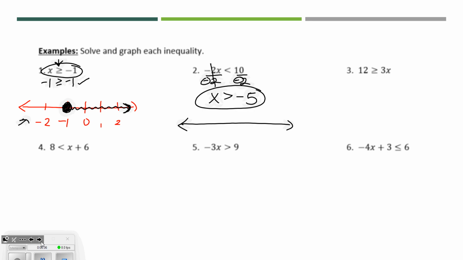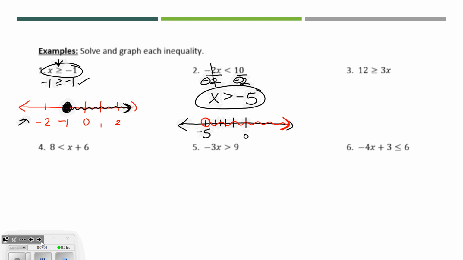Now let's graph this. So again, I can start at 0, 1, 2, 3, 4, -5. And this to me says x is greater than -5. So I'm going to start at -5. And everything greater than -5, everything greater is like -4, -3, -2, -1, 0, 1, 2, 3. So it's everything to the right.